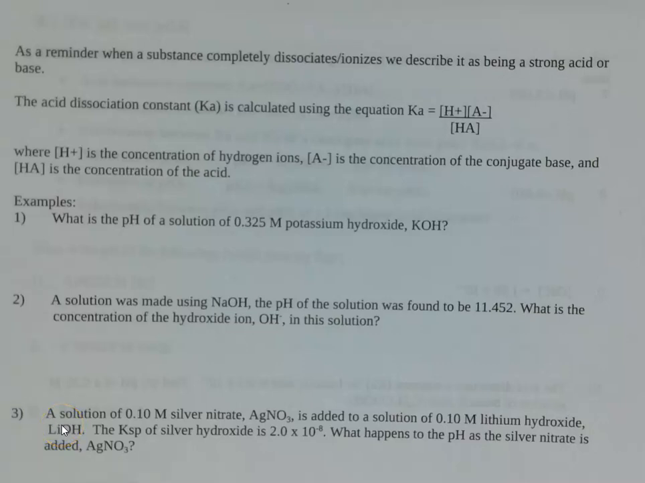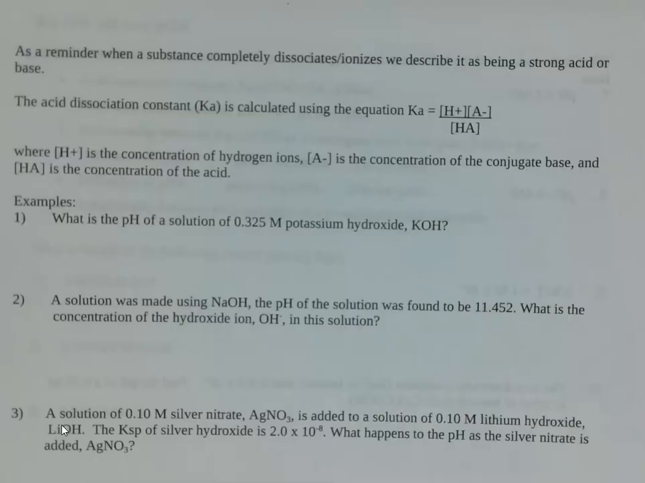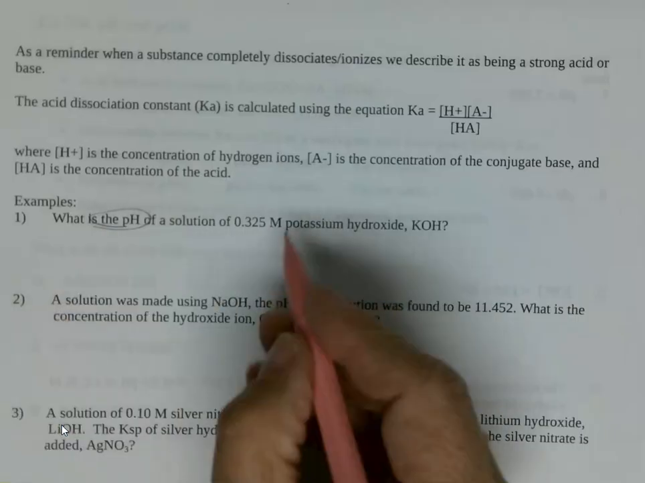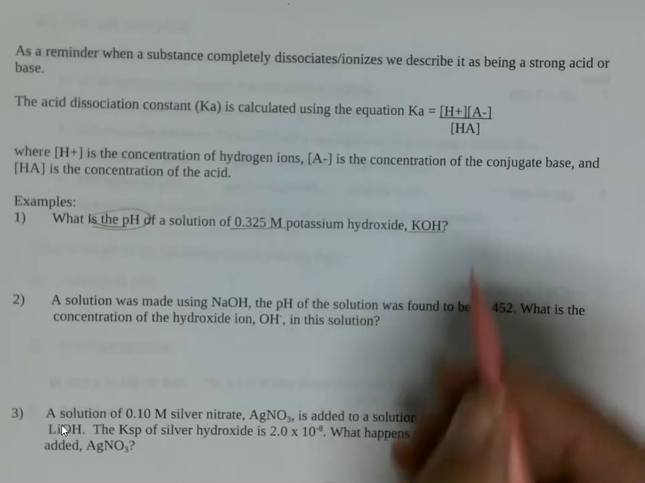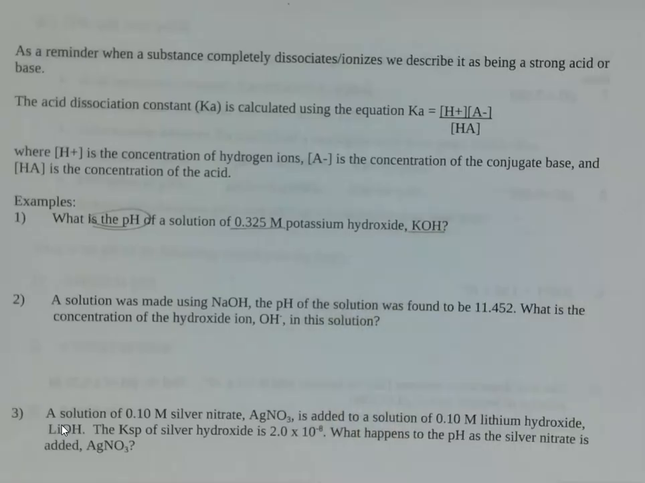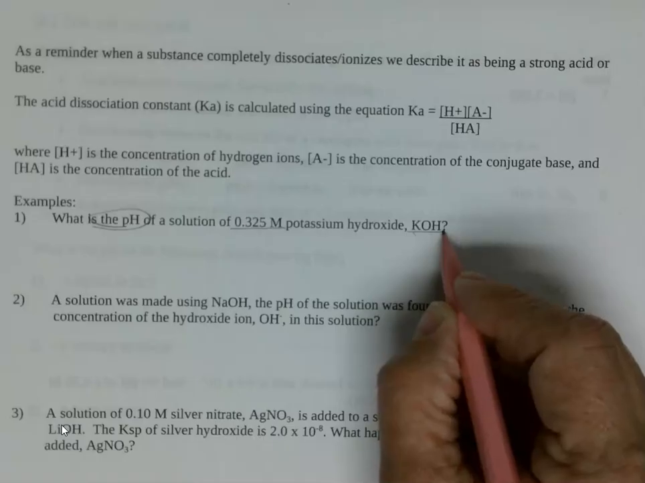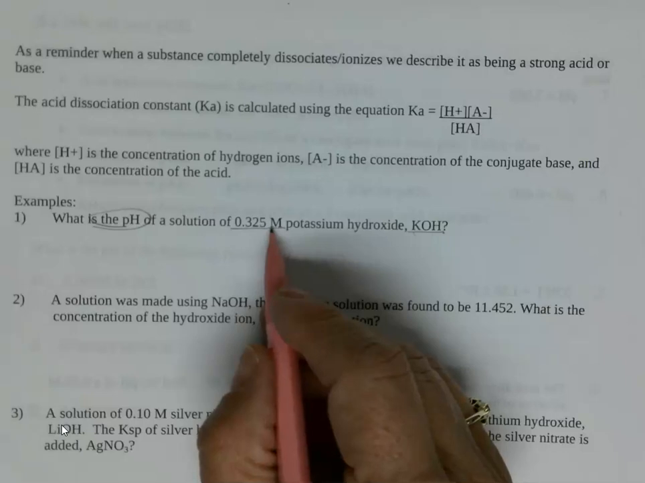Okay, so I am working through your example problems over pH. Our first one says, what is the pH if we have a 0.325 molar solution of potassium hydroxide? Now, hopefully you know that KOH is a base, and so this is the concentration of a base.